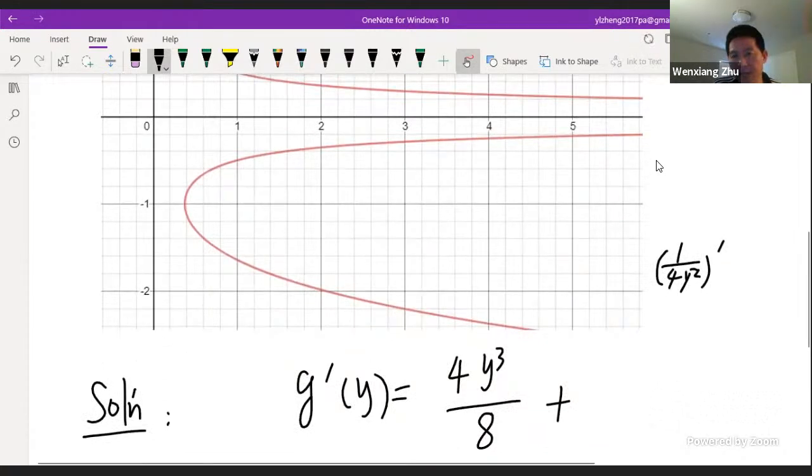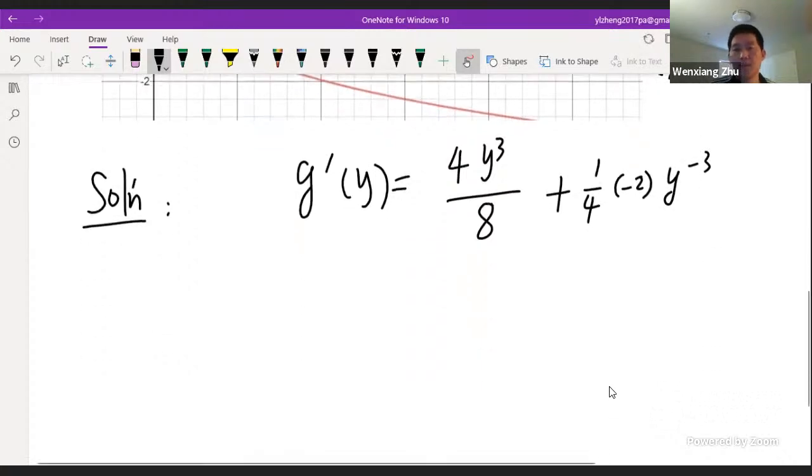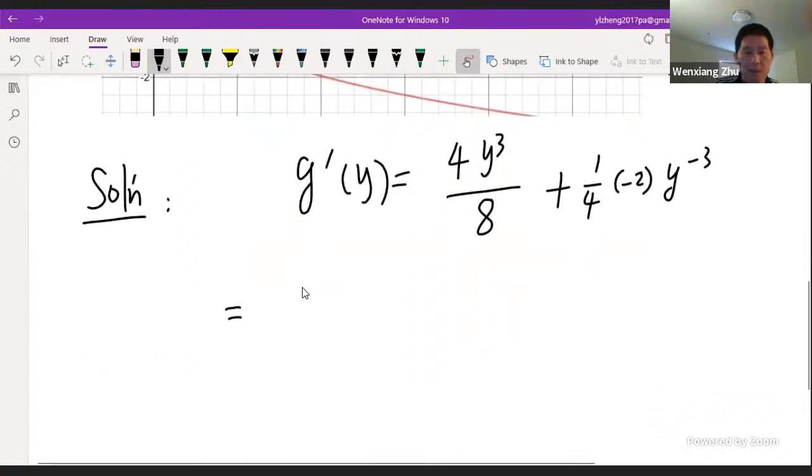So I would write that as 1 quarter y to the minus 2, right? This is 1 over y squared. If you take the derivative, a quarter stays the same. The power, minus 2, bring that down here, and the power is decreased by 1. So you get y to the minus 3. And to simplify this, it is y cubed over 2, and minus a quarter times 2 is minus a half. Y to the negative 3, right? So y to the negative 3.